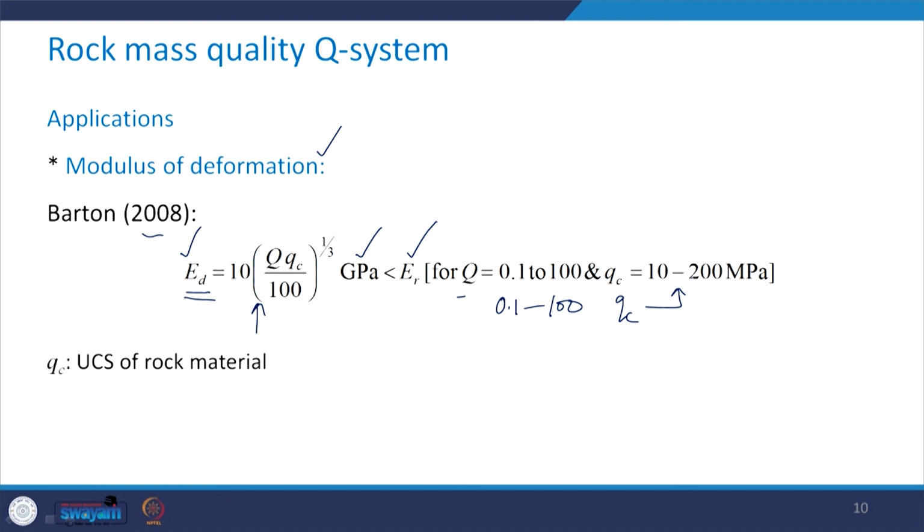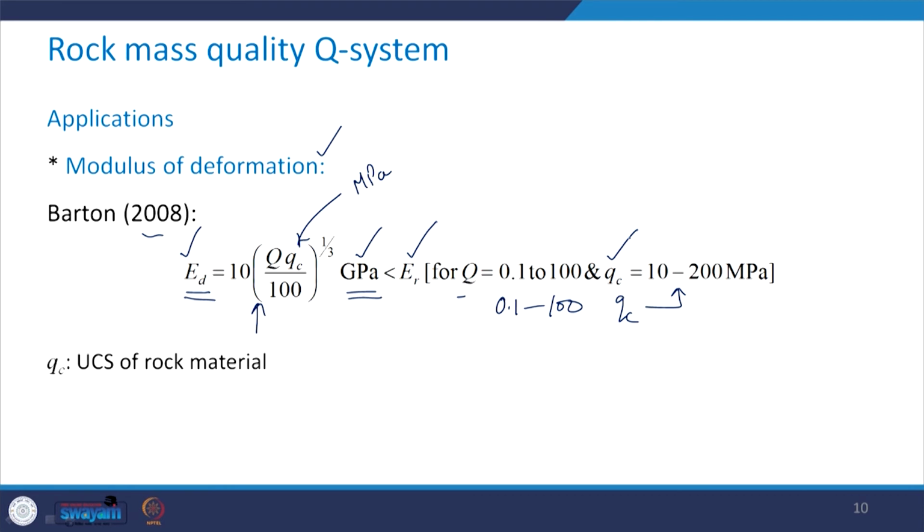10 to 200 megapascal. Once again I would repeat, when we discuss the empirical correlation, then you need to be careful about the units of its parameters. Like in this case, this QC should be in MPa, and then only you will get this modulus of deformation in gigapascal, where this QC is the UCS of the rock material.